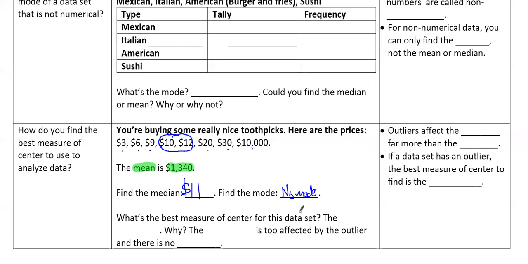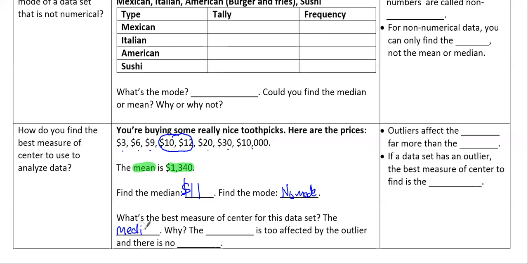So what's the best measure of center for this data set? I know I'm not highlighting, but I don't want to run out of time because I only have a 15-minute limit on YouTube, and I forgot to see how long I've been talking. What's the best measure of center for the data set? The median. The median is the best measure of center for this data set.